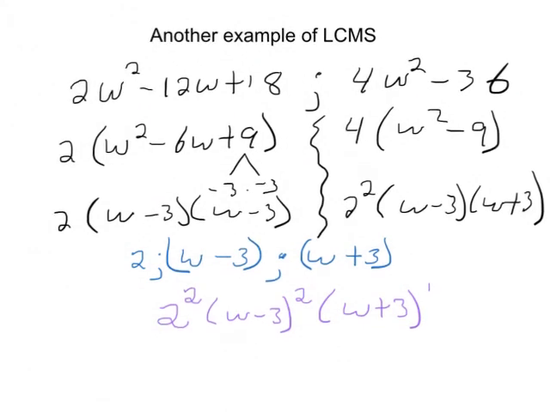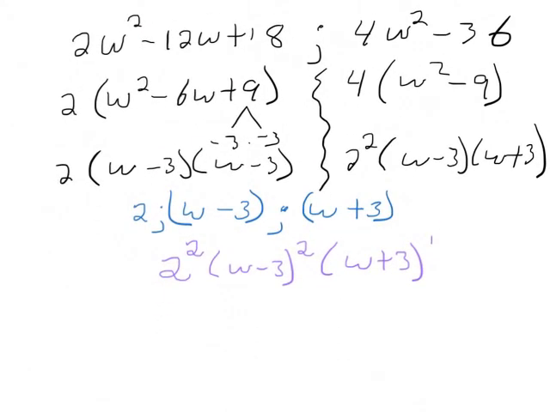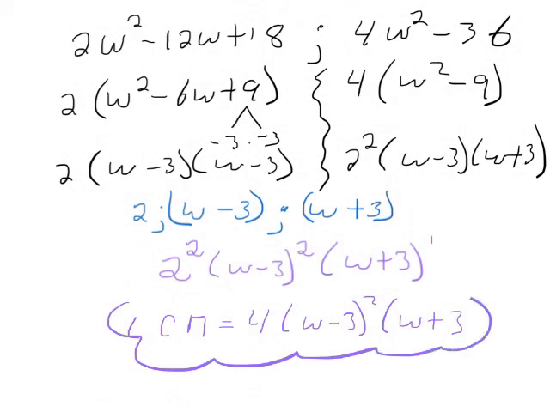So my final answer here in this problem is my LCM is going to be equal to 4, then I'm going to have w minus 3, the quantity squared, and then w plus 3. And that is my LCM.